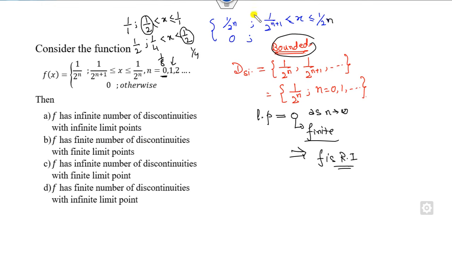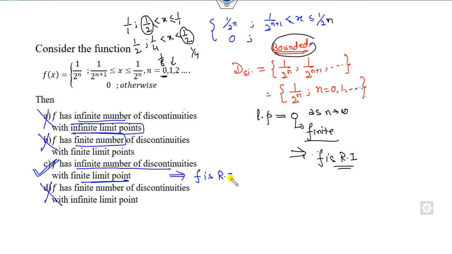So now you can see that they are not talking about a finite number of discontinuities; they have an infinite number of discontinuities. Yes, they are infinite, but we have a finite limit point. An infinite number of discontinuities with a finite limit point is the correct option. A finite number of discontinuities is cancelled. So this also implies f is Riemann integrable.